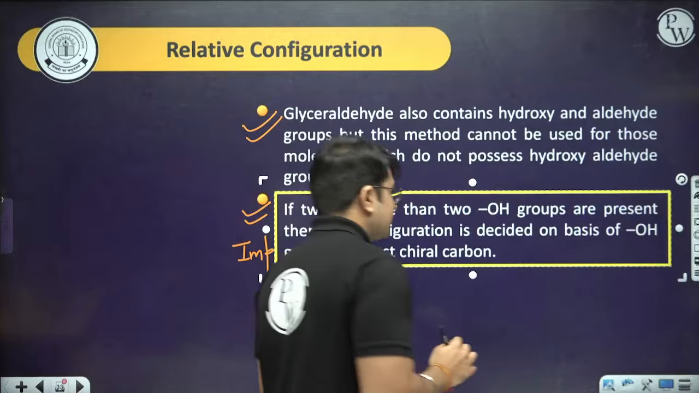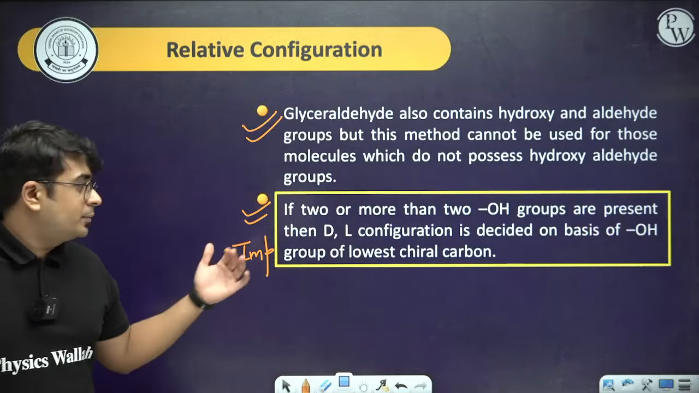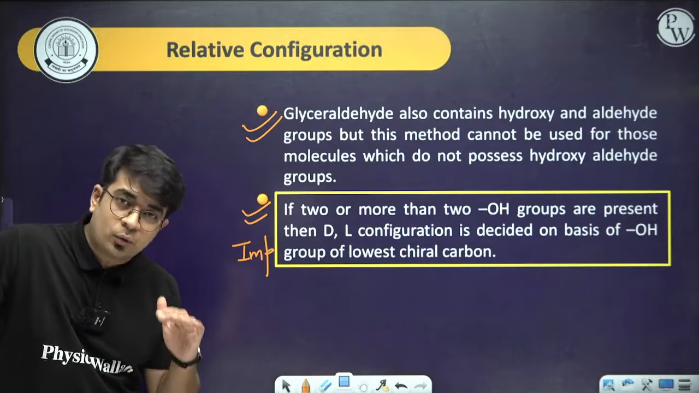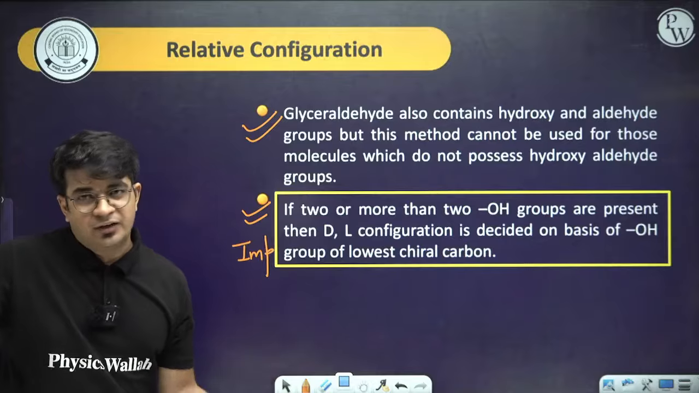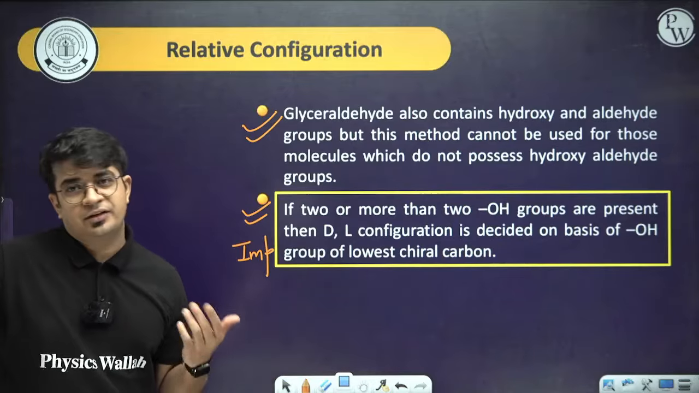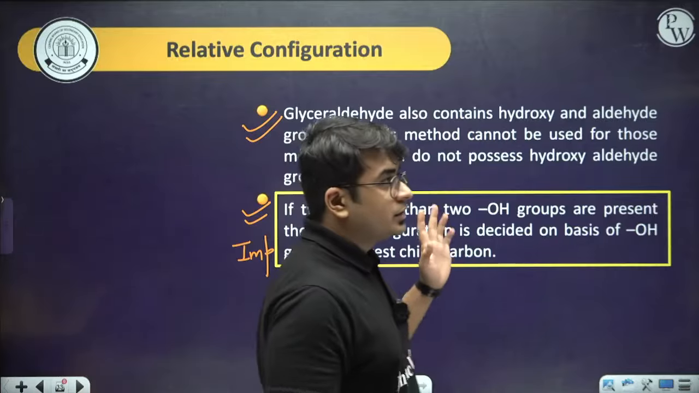So that's what I was saying, if you have multiple OH groups, then how to decide? In that particular case, you need to look at the lowest chiral carbon and the position of OH. If it is present on the right side, definitely D. If it is present on the left side, definitely L. I hope this entire part is clear. Just have a look at it.